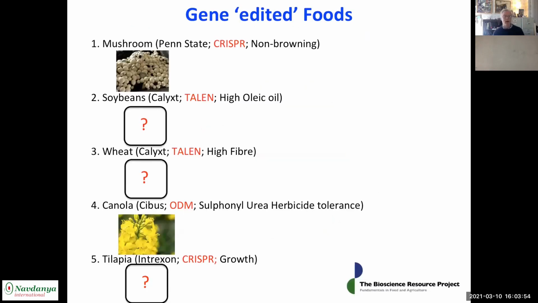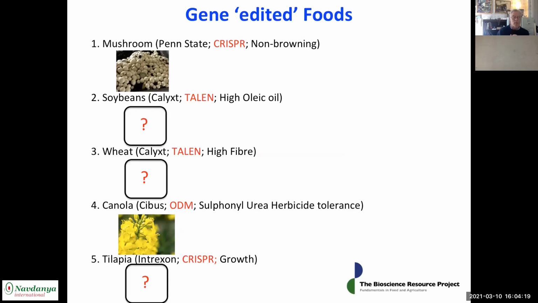So this is kind of the state of the market, at least in the US, of gene editing. From probably a year ago, I made this slide. So I just wanted to give you a kind of overview of where we're at. In this first example, Penn State University has made a non-browning mushroom, and they published one paper, and there's no sign that will ever come to the market.